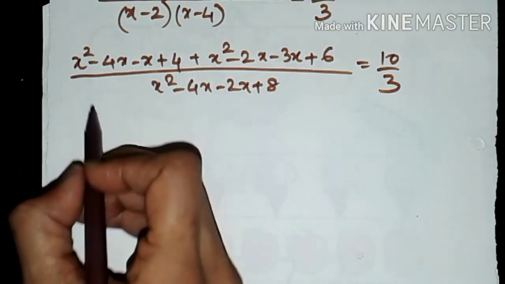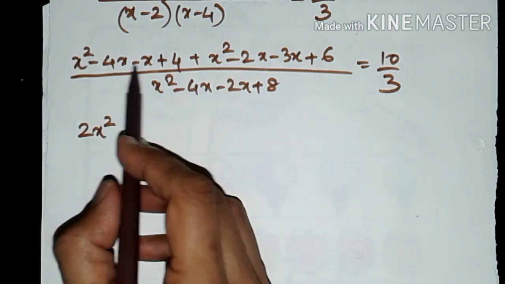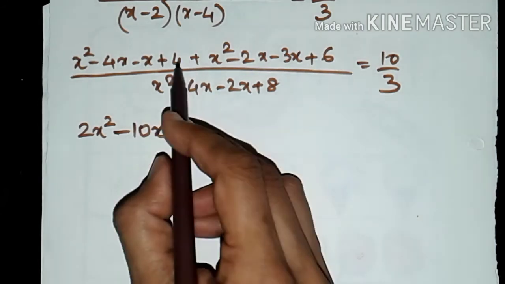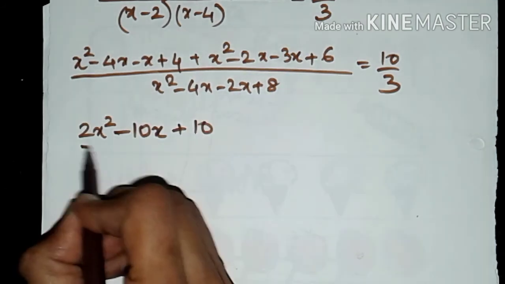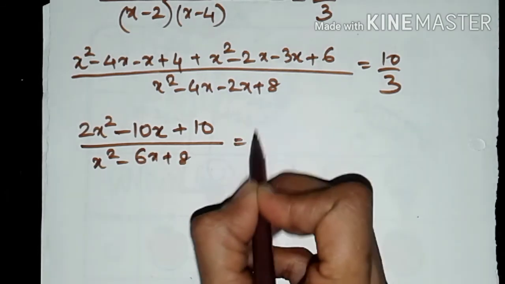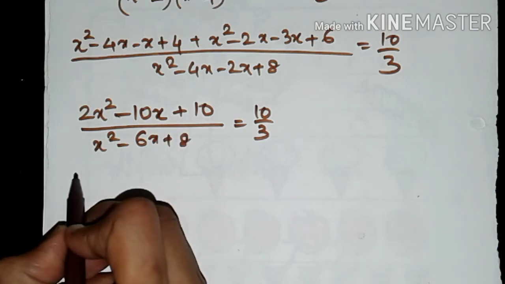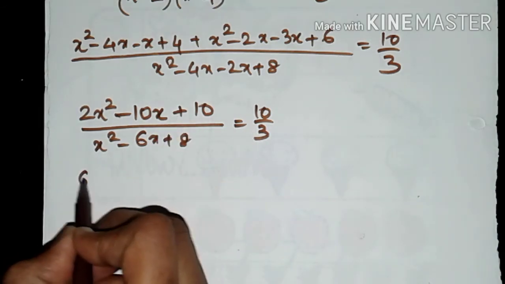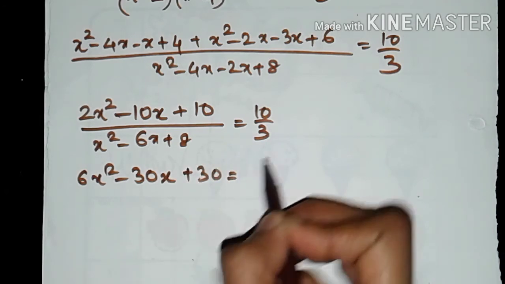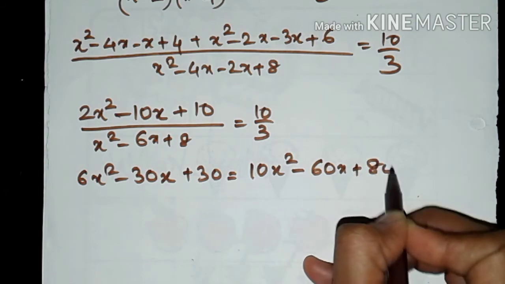Combine all the like terms, you will get what? 2x square. This is minus 5x minus 5x. So I'll get minus 10x. That's nice. This is also plus 10 upon x square minus 6x plus 8 equal to 10 upon 3. So now cross multiply. Bring the 3 here. So you'll get 6x square minus 30x plus 30 is equal to 10x square minus 60x plus 80.